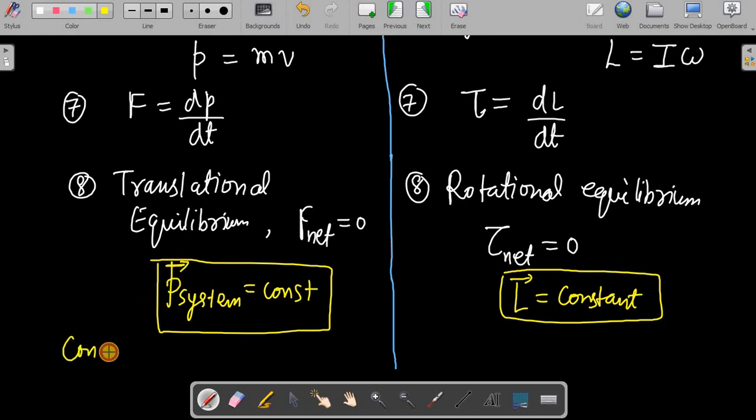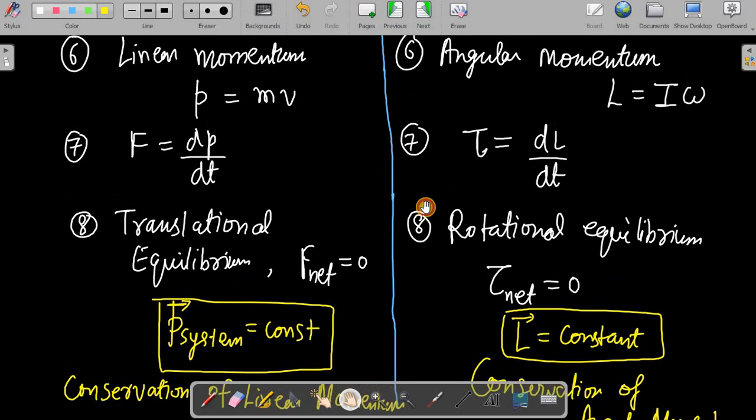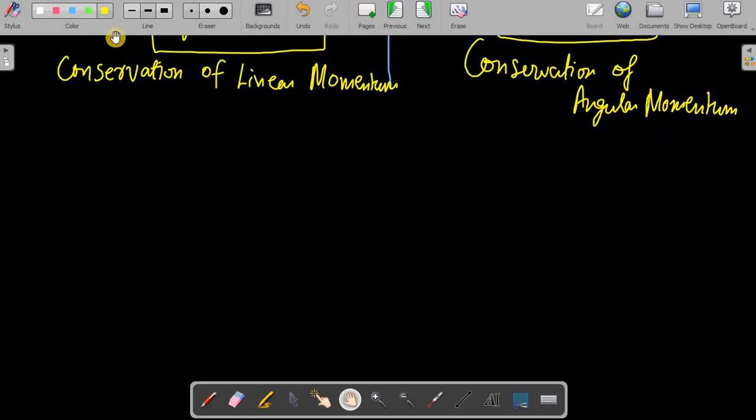This is the conservation of linear momentum. This is the conservation of angular momentum. Right? So many analogies, 8 analogies we have seen. Let's add some more analogies. Okay.